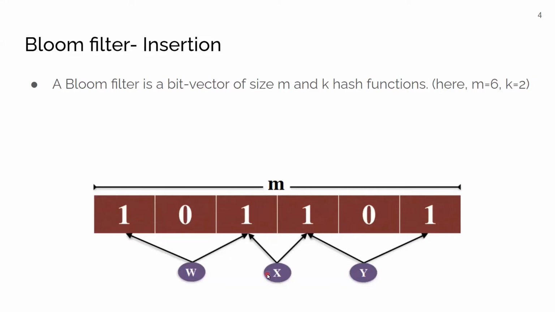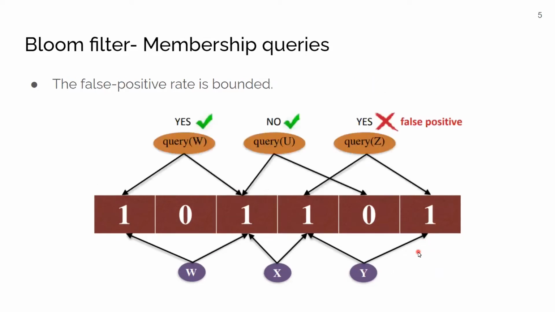And then when we try to insert x, the hash functions return 2 and 3, so we set the bits to 1. The second index bit is already set to 1, so the only new bit that we set to 1 is the third index. And even while inserting y, a similar thing happens, and the only new bit that we set to 1 is the last bit.